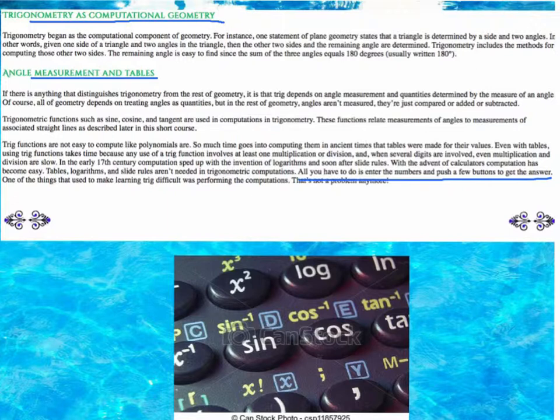By the way, just a side note, you will need a scientific calculator. A basic calculator will not work. You need a scientific that has these type of functions on it: sine, cosine, and tangent. So let's determine what do these mean and how to build the ratios and use them.